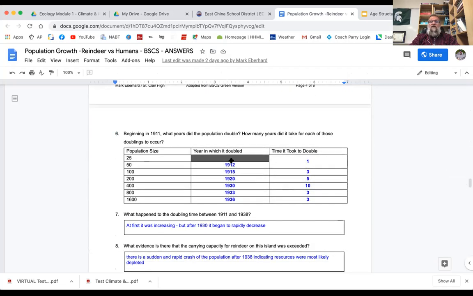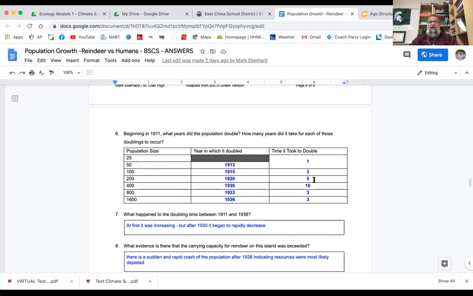And then we just took the difference to get the doubling time. The doubling time is the time it takes the population to double. So the first time we went from 1911 to 1912 is when we doubled. That was 1 year. Then we went from 50 to 100 deer in 3 years. Then we went from 100 to 200 in 5 years. Then we went from 200 to 400 in 10 years.